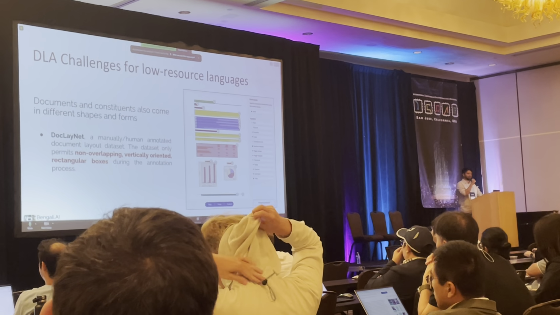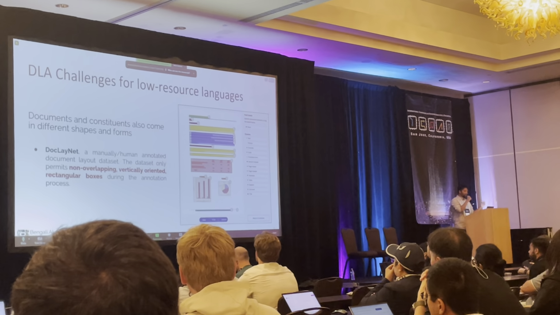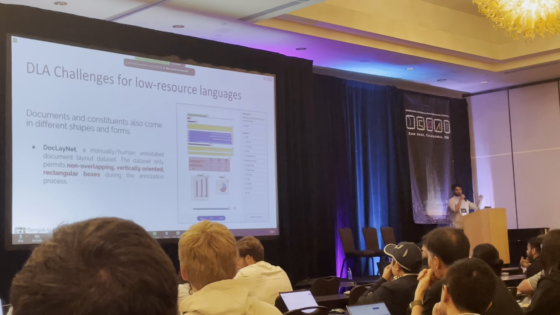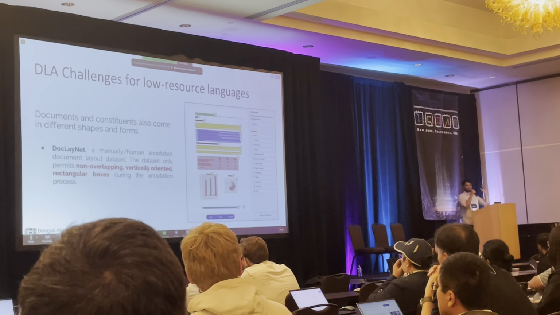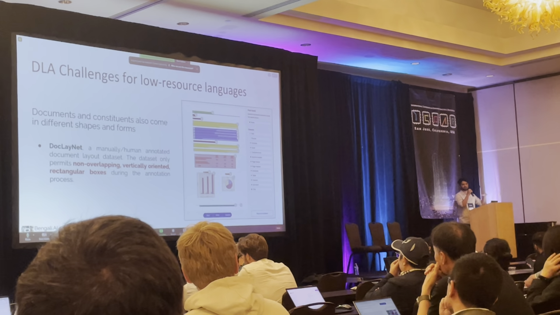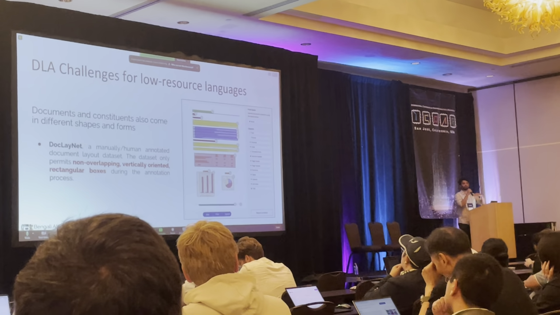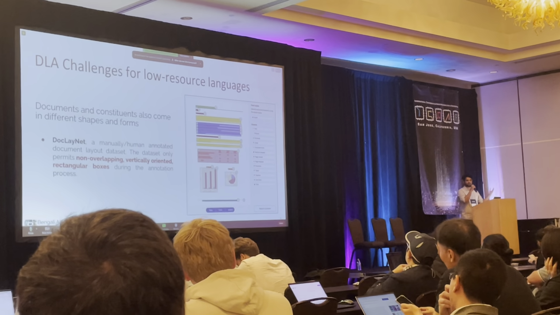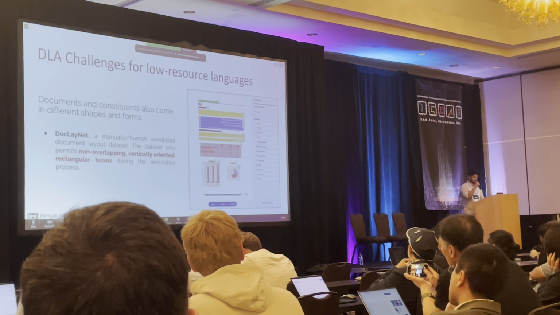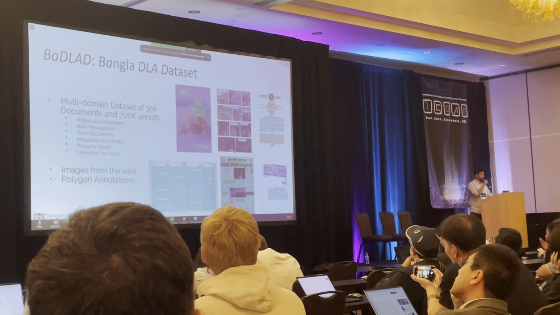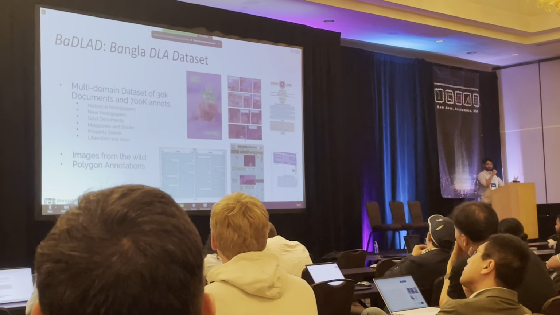Another example is that in DocBank, the data is annotated using non-overlapping, vertically oriented rectangular boxes. But when you're thinking of images in the wild, these layouts are not always oriented vertically or horizontally. So you would need polygonal annotations, and they could be very wildly distributed over the images, right? These are the gaps that we see, and that's why we went forward and created BADLAD, which is short for Bengali Document Layout Analysis Dataset.